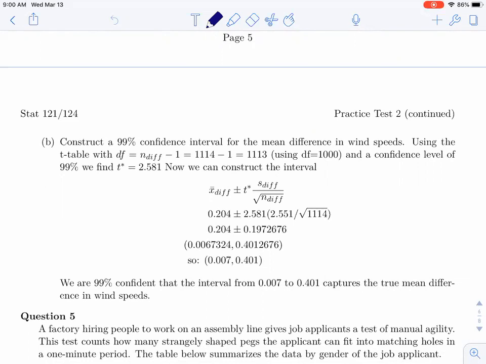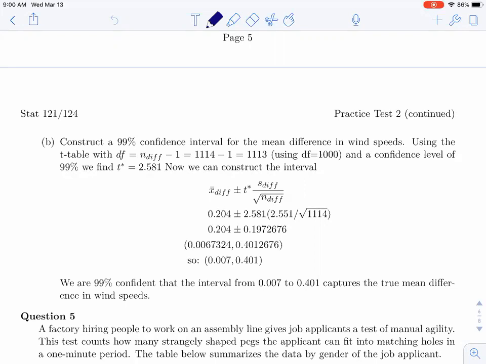Oh, there should be a line break there. Using the t-table, so we set up our formula if we want to. We can just check and see, okay, I have X bar of the differences, I have the standard deviation, I have the number of differences. All I need is T star, so I'm going to start there. And so using the t-table, again, with 1,000 degrees of freedom and a confidence level of 99%, we find T star is 2.581.